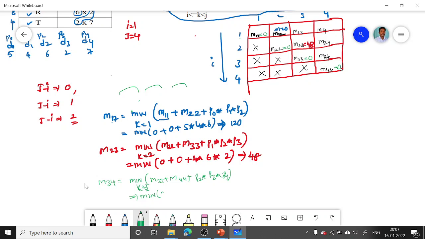okay, what is M33? 0 plus, what is M44? 0 plus, what is P2? 6 into, what is P3? 2 into, what is our P4? 7. Nothing but 12 into 7, 84. So 6 into 2, 12. 12 into 7, 84. So which gives us 84. Nothing but M of 34 is 84.